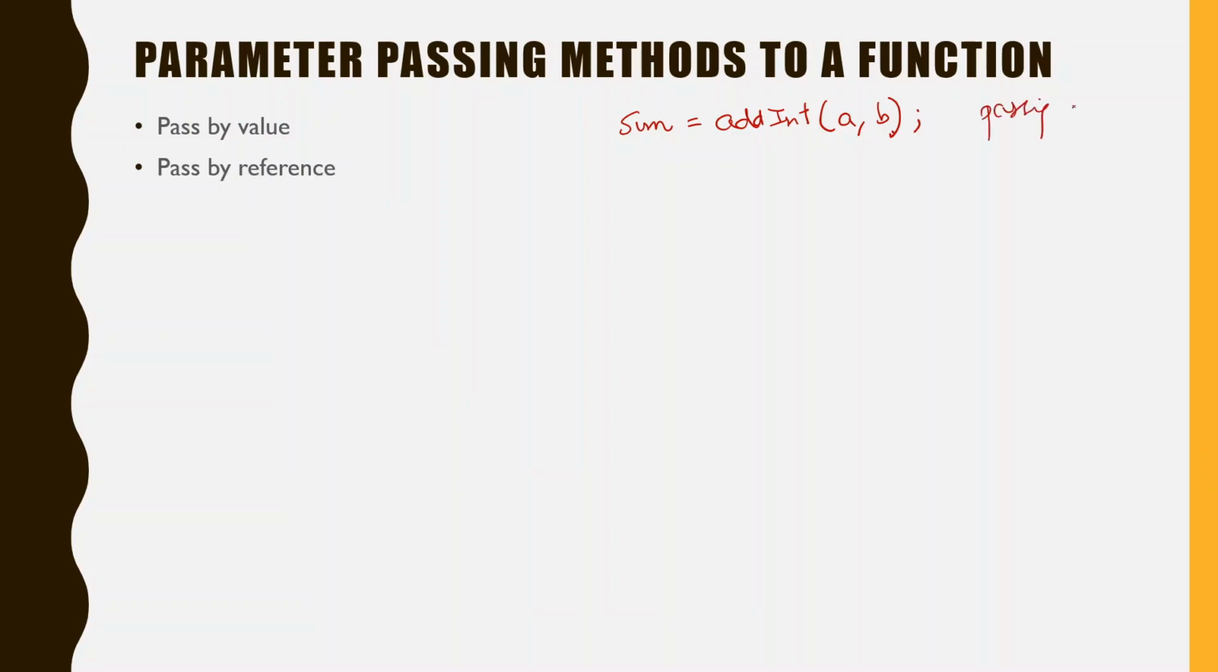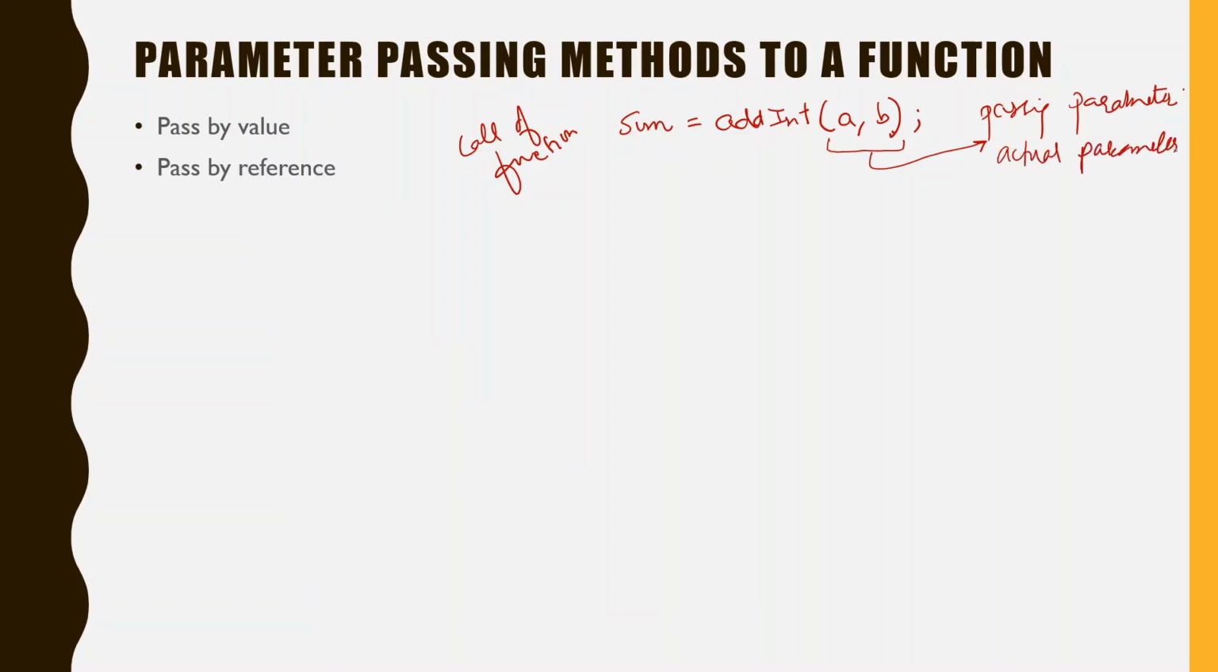Now we have to see whether this is passing parameters by value or by reference. In this lecture we will see how to pass parameters by value. It means when you call the function, and in the call of the function you write some parameters, this is called passing parameters. These parameters are actual parameters.